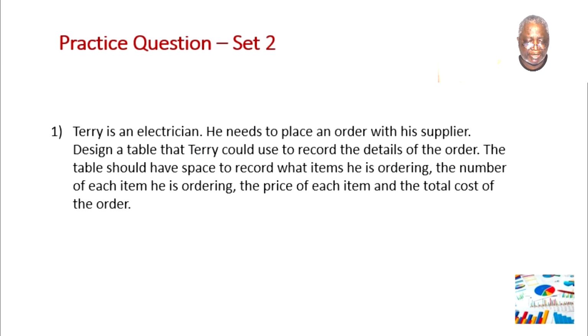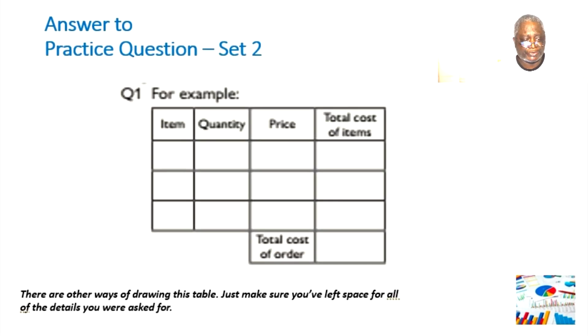Terry is an electrician. He needs to place an order with his supplier. Design a table that Terry could use to record the details of the order. The table should have space to record what items he is ordering, the number of each item he is ordering, the price of each item, and the total costs of the order. In this case, you have to identify the columns. The rows will indicate the number of items, and then the columns will tell you the specification of the items he's ordering. Let's see what the answer is.